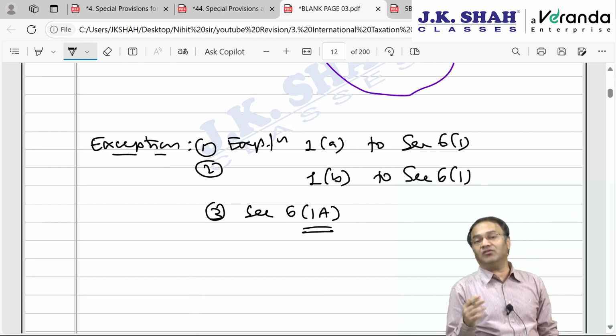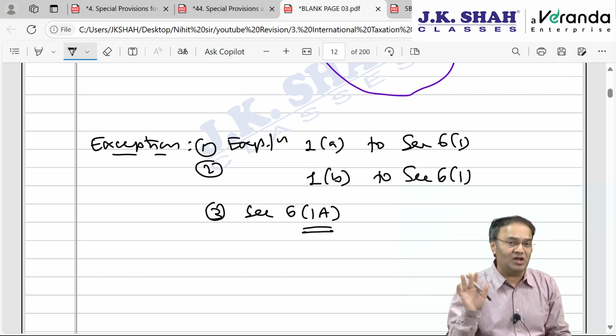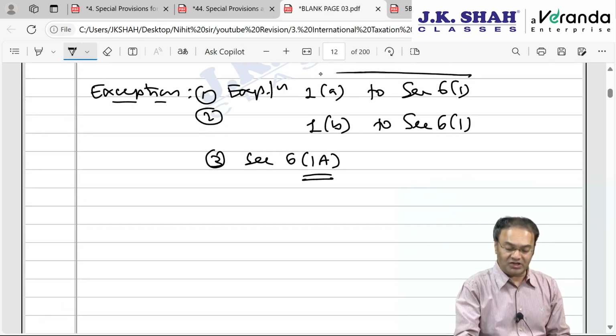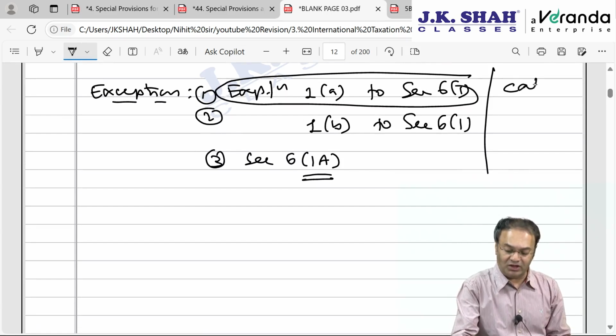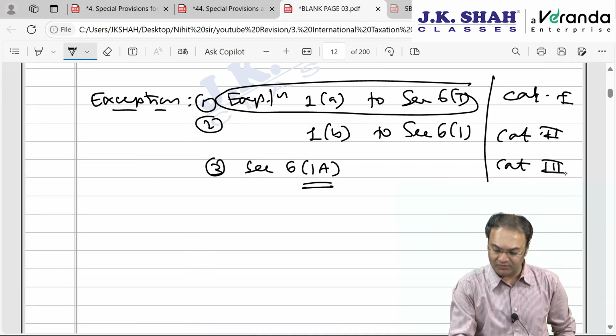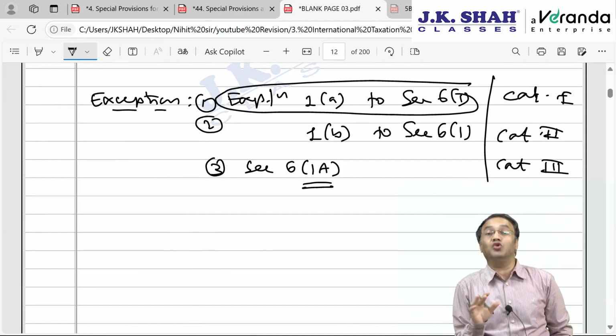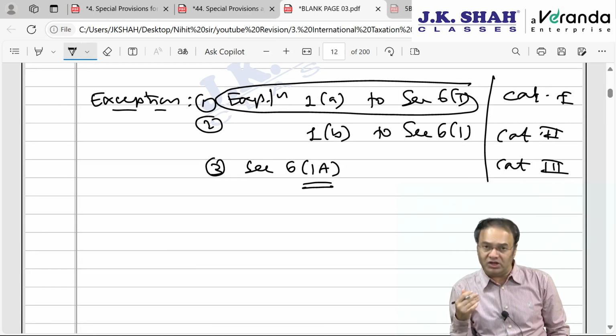In real life we talk in terms of clause numbers, section numbers and subsection numbers. For this chapter you should be a little bit aware of the clause numbers. First exception, what is it? I have called them category 1, 2 and 3. There is no concept called category 1 to 3; these names are given by us for our easy understanding.